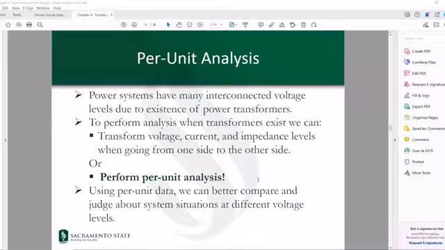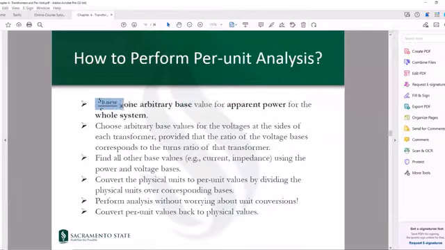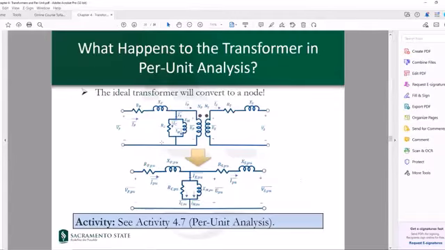Okay, and to do that, we would choose an arbitrary base of apparent power for the whole system, but the bases of voltage need to vary when we're coming from one side of the transformer to the other side. This means that we can start from one point in the system and assume an arbitrary voltage base in that part of the system. When we're traveling from that point to the other side of the system, whenever we reach a transformer, the voltage base on the other side of the transformer should change proportional to the turns ratio of that transformer.